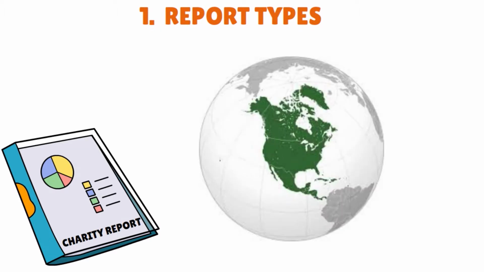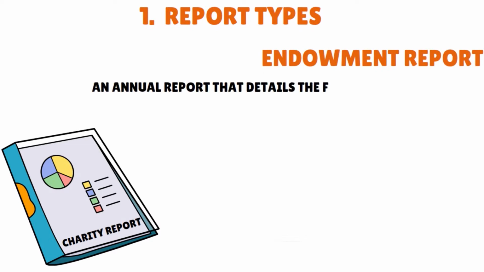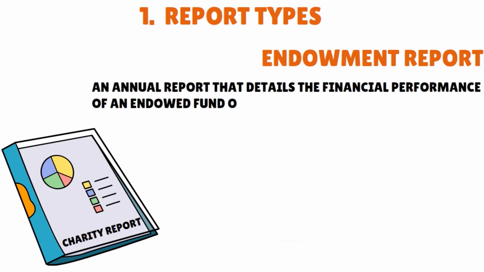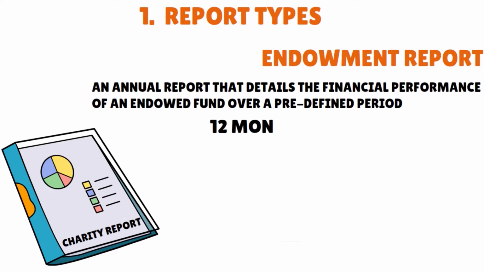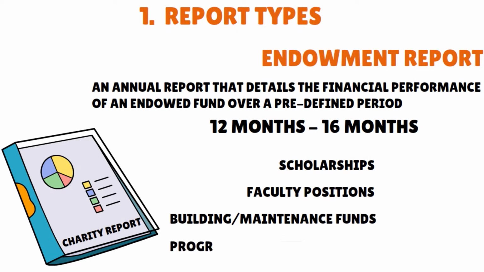You have an endowment report. Now, an endowment report is an annual report that details the financial performance of an endowed fund over a predefined period, and this is generally 12 months and in some cases 16 months. This may include scholarships, faculty positions, building maintenance funds, programmatic support funds, and many more.